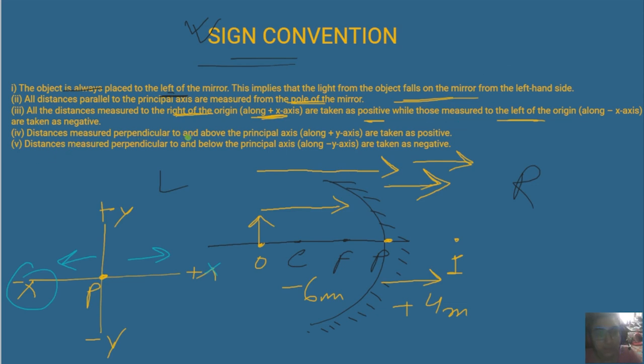Distances measured perpendicular to and above the principal axis are taken positive. Very simple. So this is, for example, plus 4 centimeter. But if an object would have been kept like this, then it would have been minus 5 centimeter. So below the principal axis is negative, above the principal axis is positive. It's very simple. If you guys want, you can note it down after pausing the video. Okay. So we talked about the sign convention.